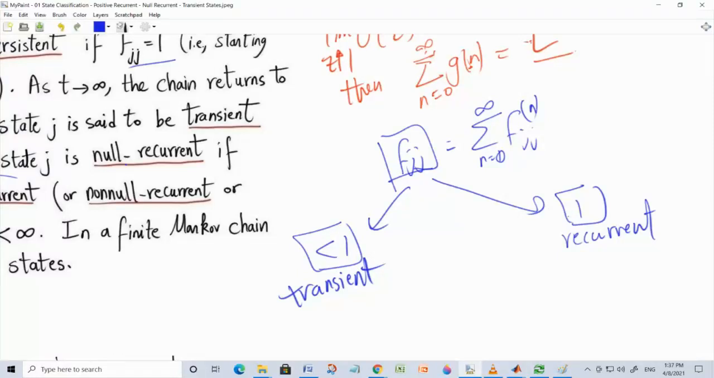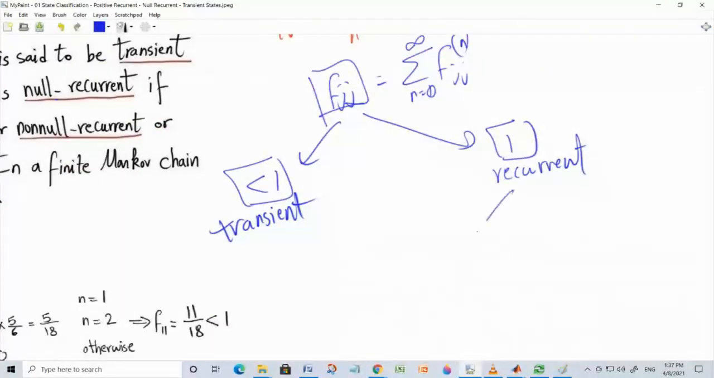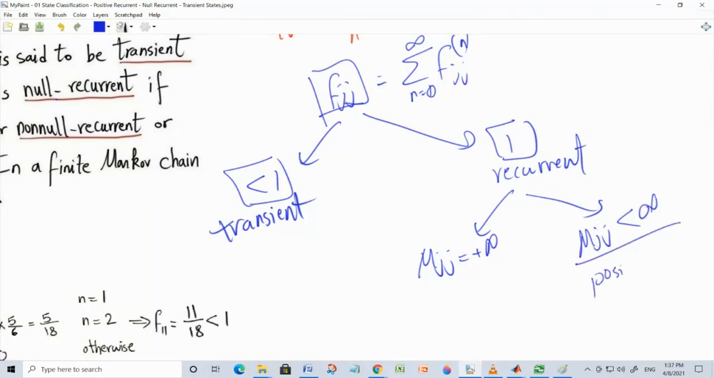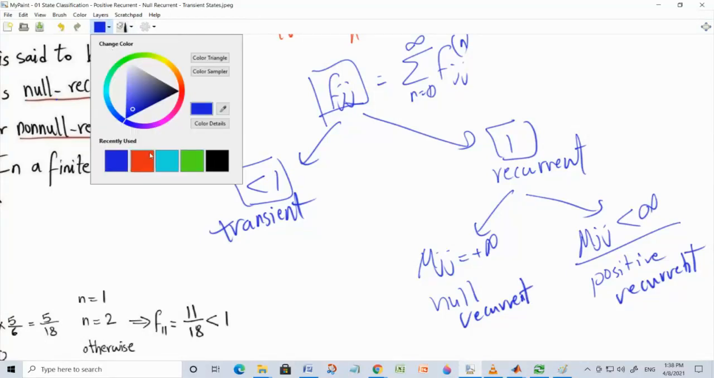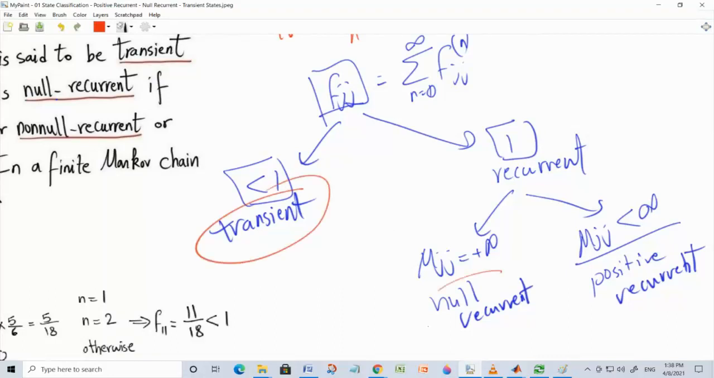Now, if fjj is equal to 1, then we are talking about a recurrent state. And now for recurrent states, we have basically the following: the mean recurrence time is equal to plus infinity, or the mean recurrence time is less than infinity. In this case, the state is called positive recurrent, and in the other case, it's called null-recurrent. So the states in Markov chains are basically those three types of states: the state can be transient, null-recurrent, or positive recurrent.